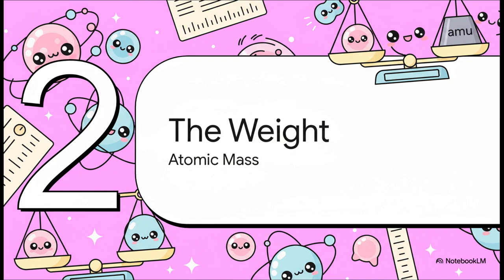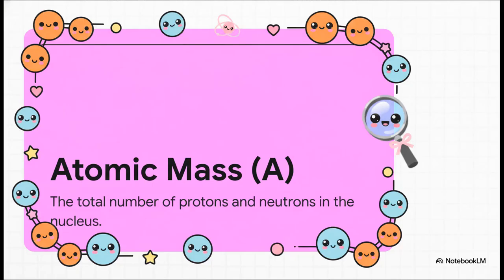Now let's switch gears and talk about the atom's weight. To do that, we need our second key number, the atomic mass. Now, the definition here is also really straightforward. You'll hear this called atomic mass, or sometimes more specifically, the mass number. We label this one with an A, and it's just the total count of the heavy stuff in the nucleus. That means you add up all the protons and all the neutrons together.